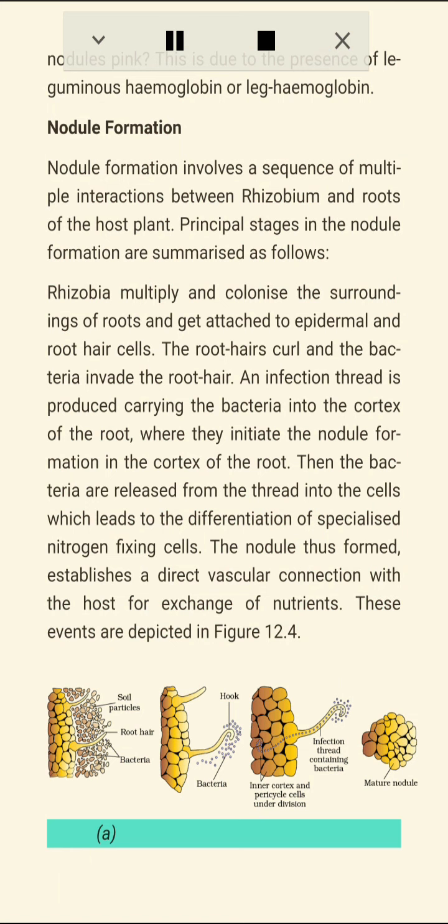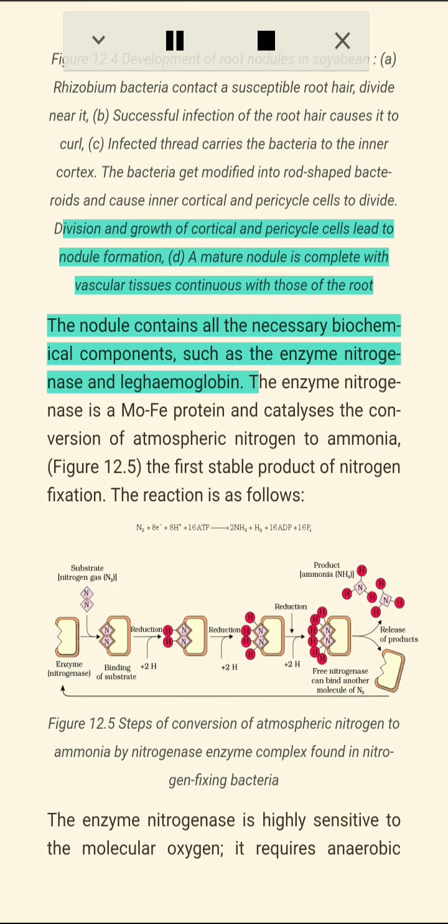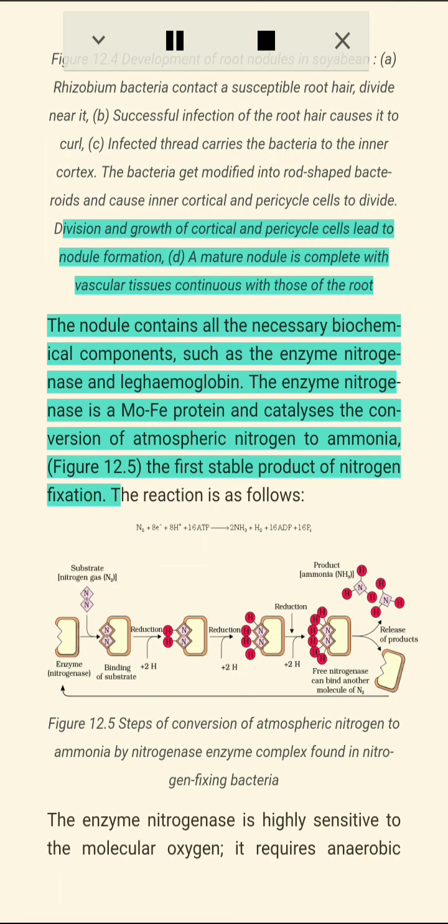Figure 12.4: Development of root nodules in soybean. A. Rhizobium bacteria contact a susceptible root hair and divide near it. B. Successful infection of the root hair causes it to curl. C. The infection thread carries the bacteria to the inner cortex. The bacteria get modified into rod-shaped bacteroids and cause inner cortical and pericycle cells to divide. Division and growth of cortical and pericycle cells lead to nodule formation. D. A mature nodule is complete with vascular tissues continuous with those of the root.